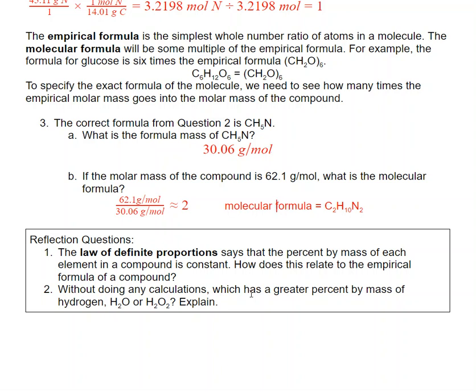Without doing any calculations, which has the greater percent by mass of hydrogen? So we know that hydrogen is about 2. So that makes water about 18, and that makes hydrogen peroxide about 20. So what's bigger, 2 out of 18 or 2 out of 20? So 2 out of 18 is going to be a little bit larger. So we know that H2O will have a greater percent by mass of hydrogen.